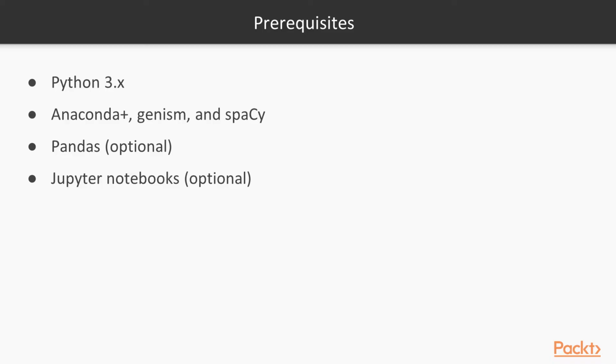In this course, we will use Python 3. We will also use the Anaconda distribution, as this comes with many of the libraries that we will consider, such as scikit-learn for machine learning. And we will also have to install Gensim and spaCy. These are powerful libraries for text processing at scale. It will also be beneficial to be familiar with Pandas and Jupyter Notebooks, but that is optional.